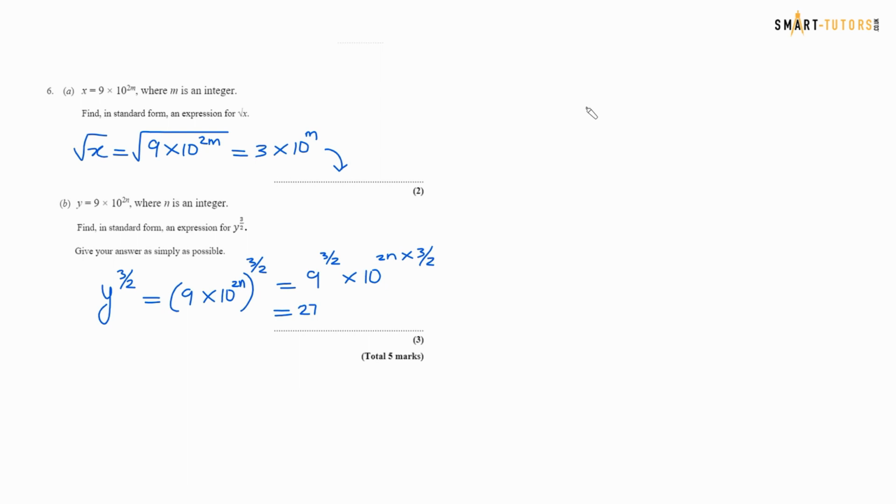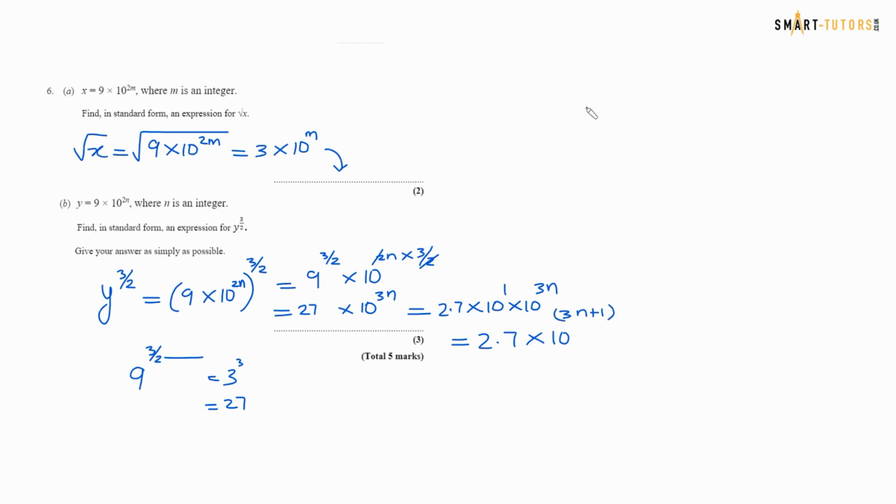So let me show the working here. 9 to the power 3 over 2. So this 2 is a square root. The square root of 9 is 3. Then cube it. 3 cubed is 27. Times 10 to the power, the 2 and 2 cancel, so 3n. 27 can be written as 2.7 times 10 to the power 1 times 10 to the power 3n. So 2.7 times 10 to the power 3n plus 1.